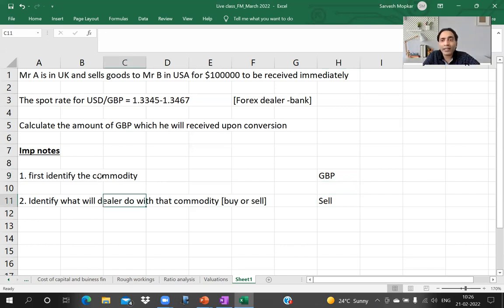So tell me, if the dealer is going to sell the commodity, will he use the higher price or the lower price? He's there to do business, to make profits. So will he sell at a lower price or a higher price? Naturally, always the right side price, the higher one. So the applicable rate, the reason we are discussing all this, is to identify the applicable rate. The applicable rate will be 1.3467. We ignore the left side rate and pick only the right side rate. That is the rate of 1 GBP applicable for this conversion. So 1 GBP is $1.3467.